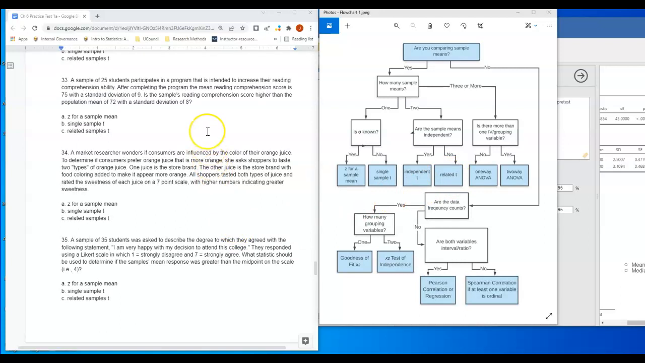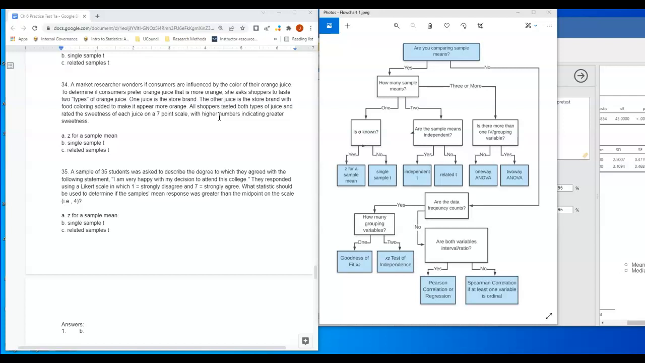Number 33, a sample of 25 students participates in a program that's intended to increase their reading comprehension ability. After completing the program, the mean reading comprehension score is 75 with a standard deviation of 9. Is the sample's reading comprehension score higher than the population mean of 72 with a standard deviation of 8? So we are comparing means, and how many sample means do we have? Well, we only have one. We have that one sample mean of 75. So, do we know the population standard deviation? We do. It is 8. So since I know that, it's a z for a sample mean.